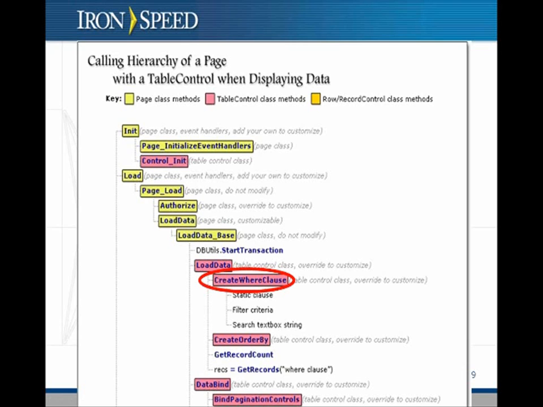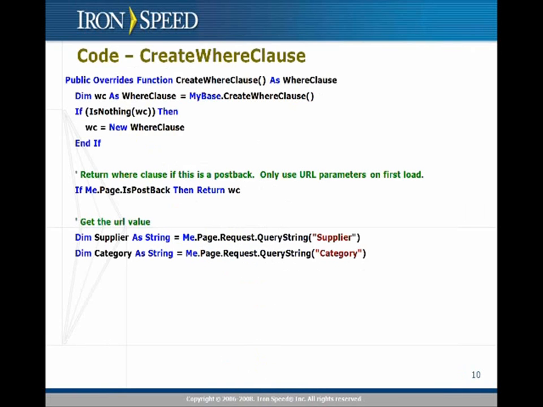So the job of the load data is to load the data from the database. And load data then goes on to create the where clause, and then finally calls the get records function in order to read all of the records from the database. So what we want to do here is modify the CreateWhereClause to insert our additional where clause based on the URL value that is specified on the URL.